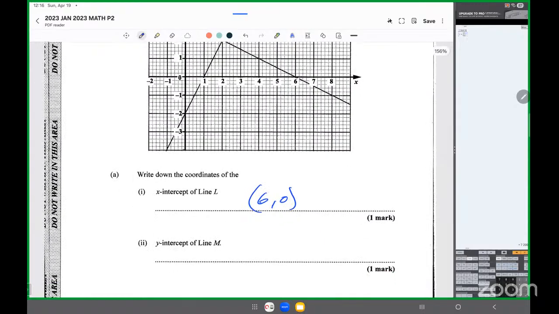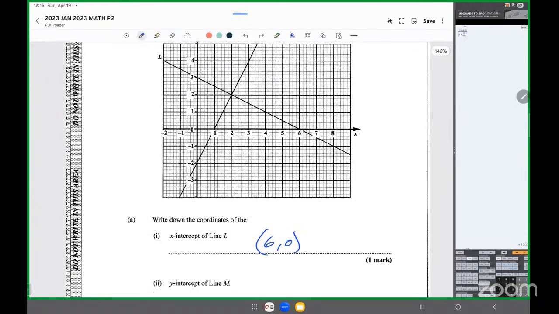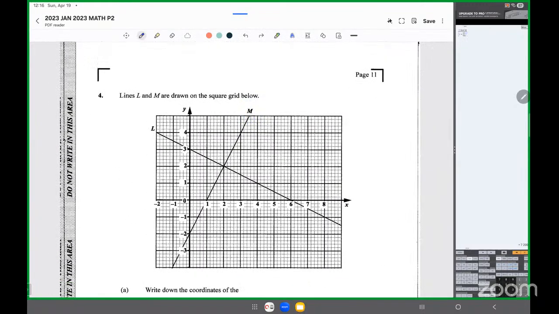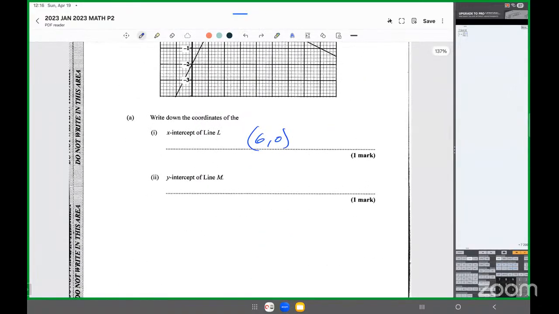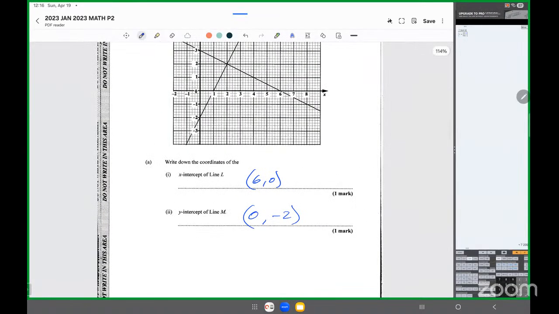The y-intercept of M. So M here, the y-intercept is right here. Remember, I put the x value first and the y value next. That point is (0, -2). (0, -2). It doesn't make sense to lose those marks, they're too easy. X-intercept and y-intercept.